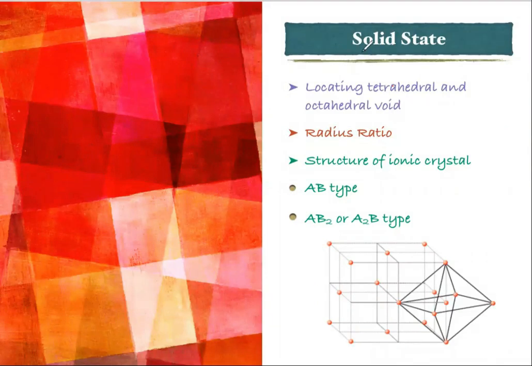In this video lecture, we'll continue the solid state. The subtopic that we are going to discuss is locating tetrahedral and octahedral voids. As we have discussed earlier, how the tetrahedral and octahedral voids are formed. In this lecture, we'll discuss where the positions of tetrahedral and octahedral voids are in CCP. Next, we'll discuss radius ratio. Next, we'll discuss the structure of ionic crystals. In ionic crystals, there are two types we'll discuss. First one is AB type. Second one is AB2 or A2B type.